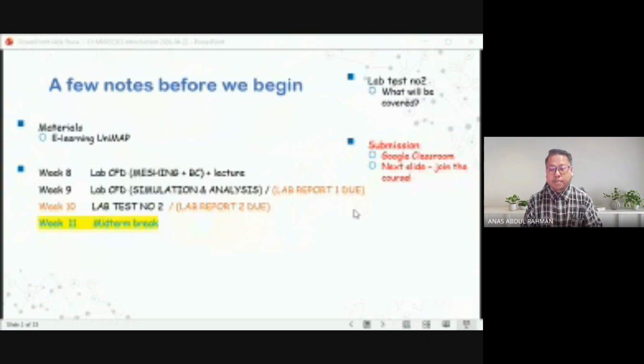So before we begin, a couple of notes. We'll start our lab module on week 8 until week 10, followed by the midterm break on week 11. On week 8, we're going to start the meshing laboratory, followed by the simulation analysis. During week 9, your first lab report is due for meshing. And on week 10, you're going to have your lab test number 2, as well as the submission of the lab report for simulation and analysis, which is your second lab report.